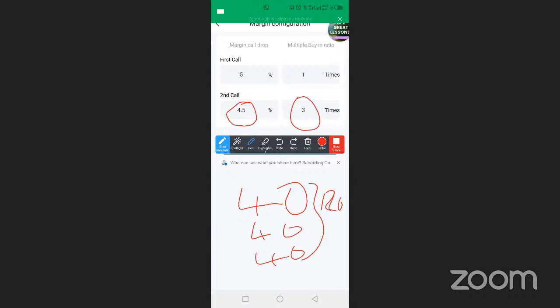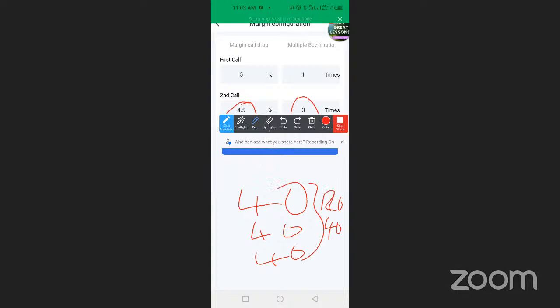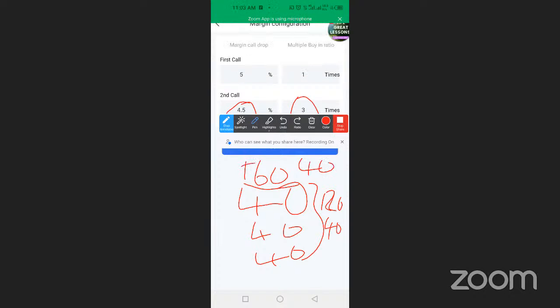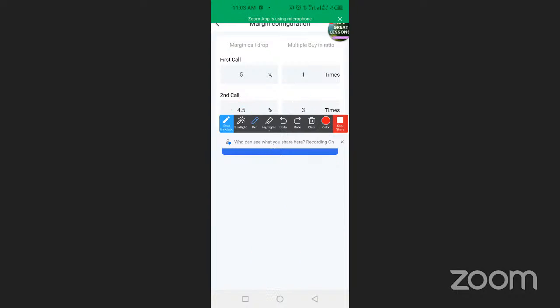So 120 plus 40, that will be 160. So 160 plus the 40 that I bought that first time, so that is complete 200. So have you now seen? That's complete $200. Are we together? Okay. So that is how it is.